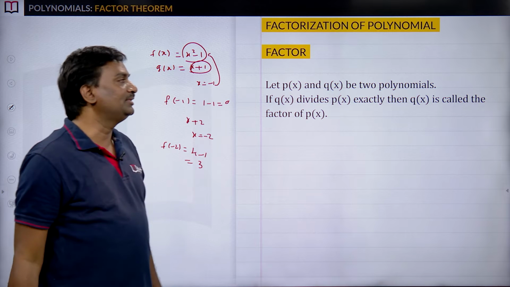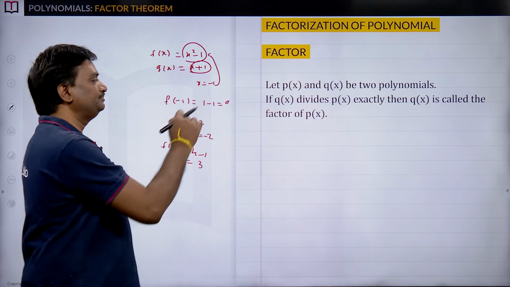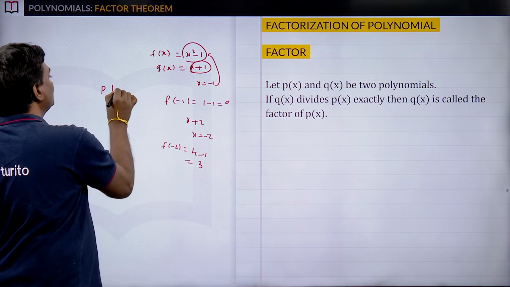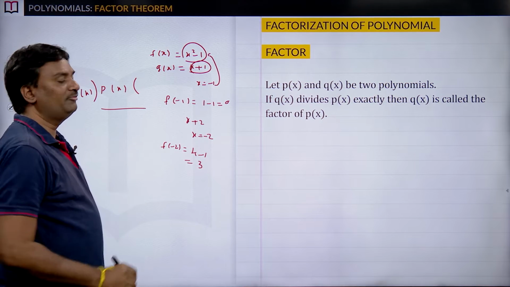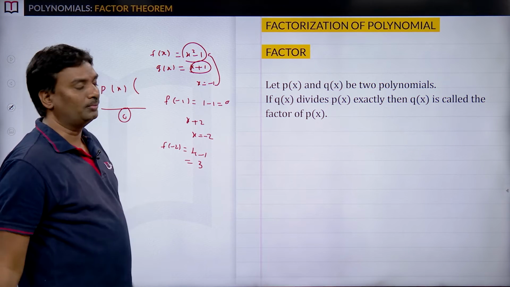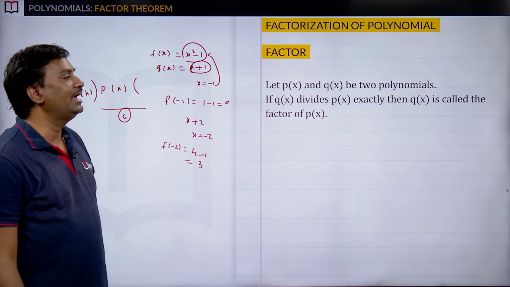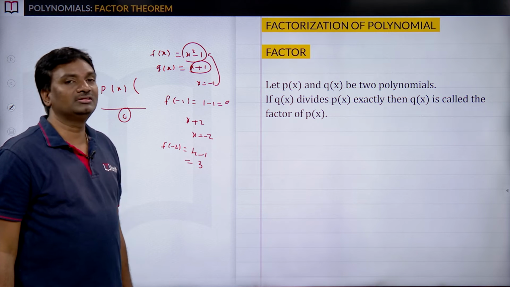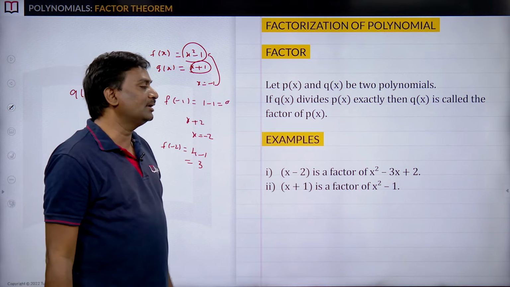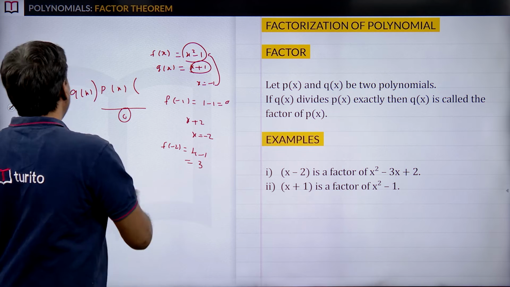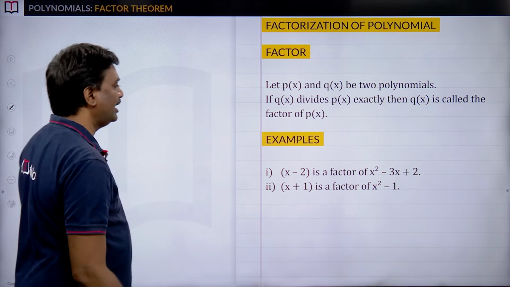So, let p of x and q of x be two polynomials. If q of x divides p of x, after simplifying, if we get the remainder as 0. So, if q of x divides p of x exactly means we have to get the remainder as 0. Then q of x is called the factor of p of x. Example, x minus 2 is a factor of x square minus 3x plus 2.